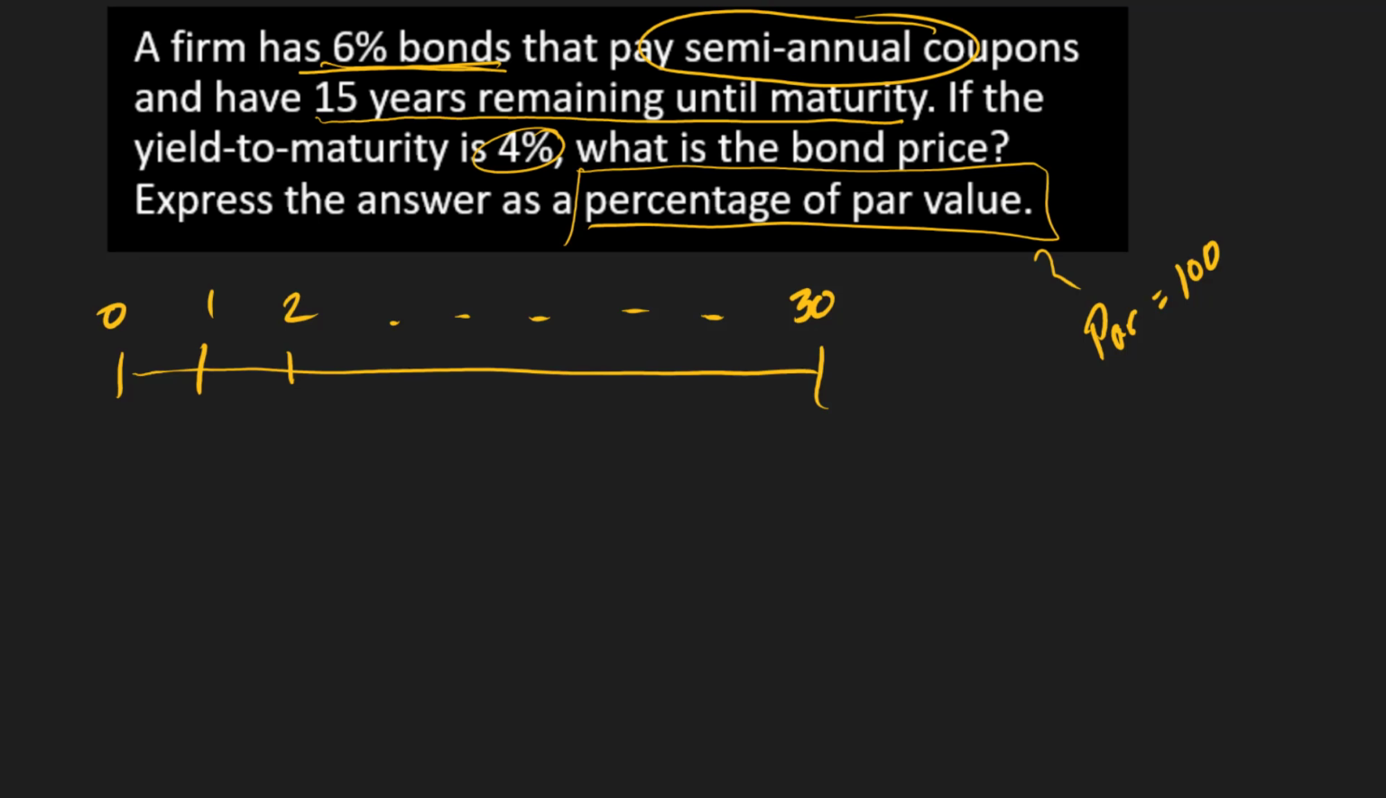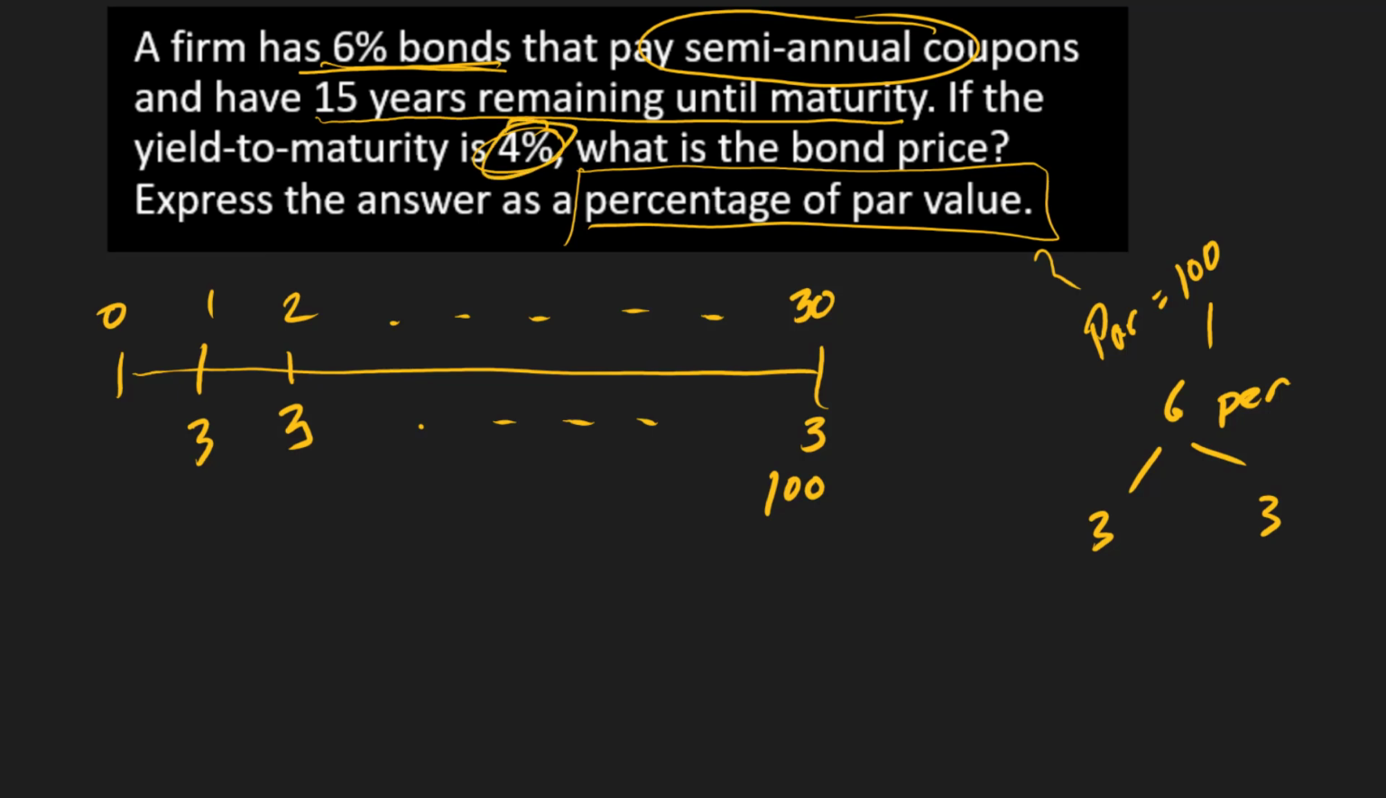And so for the coupons then, we have 6% of 100, so that's 6 per year, and so 3 and 3 every 6 months. And so we have the 3s as the coupon payment on the timeline, and then at the end of this, at maturity, we have the $100 repayment. And so we're almost done now.